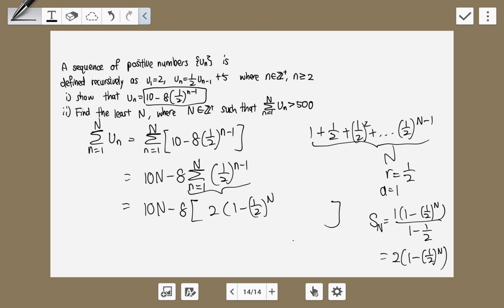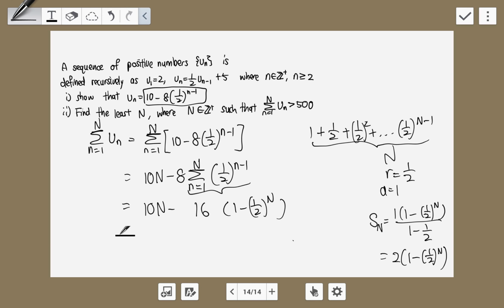Right, in your exam, don't be stingy with space when you don't know how much working you need. So therefore, yes, this. Then after this, minus 8 times 2 is just minus 16. So we have this thing over here. It's quite simplified. Now we want to show that this one is greater than 500, and this thing we know is equal to this thing. So you just need to solve for this.